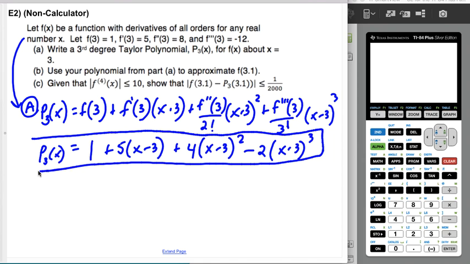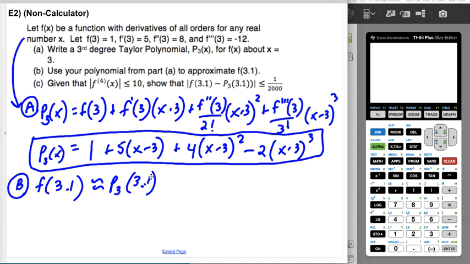Okay. Second thing, use the Taylor polynomial. So f of 3.1 is going to be approximately whatever p sub 3 of 3.1 is. And we've seen this before, that it's pretty friendly when you end up with a 0.1. So this is going to be a 1 plus a 5 times a 0.1 plus a 4 times a 0.1 squared minus a 2 times a 0.1 cubed.